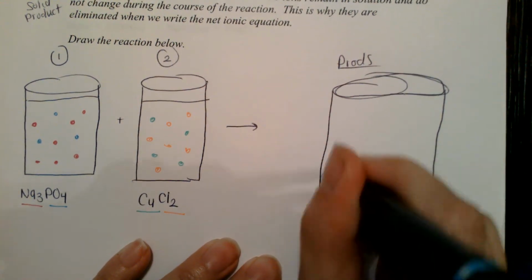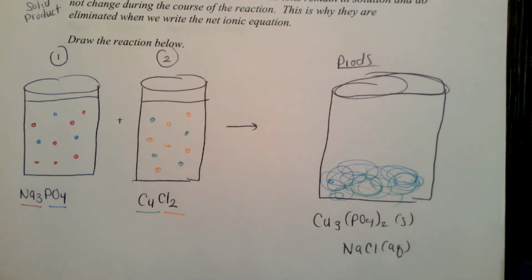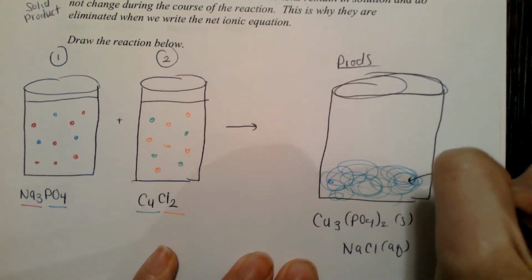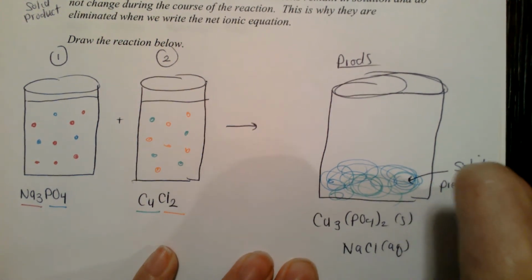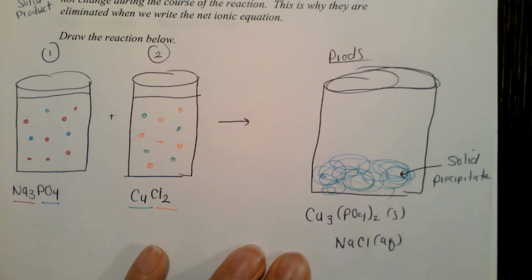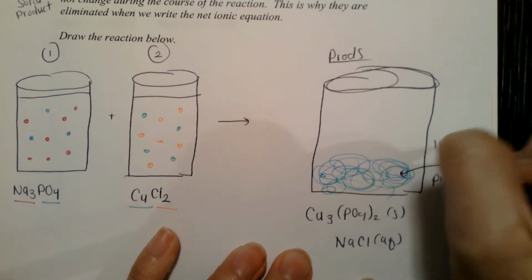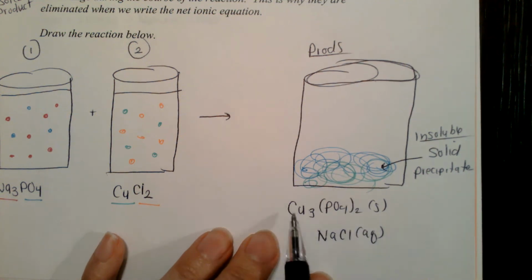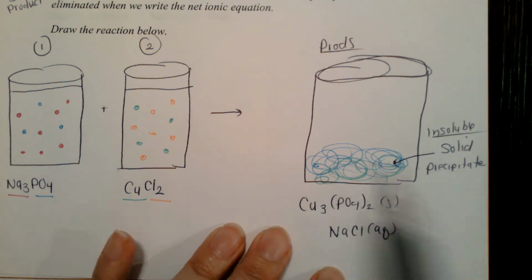So I'm kind of just going to draw it down here. That's the solid precipitate at the bottom. Okay, so not ions in solution. So this is a solid, and we call this the precipitate. Okay, so it's the insoluble. Okay, so it formed an insoluble product. It formed a solid at the bottom, so it drew the copper ions and it drew the phosphate ions out of solution to make the precipitate.